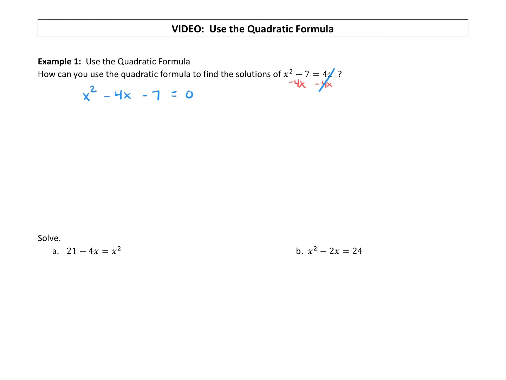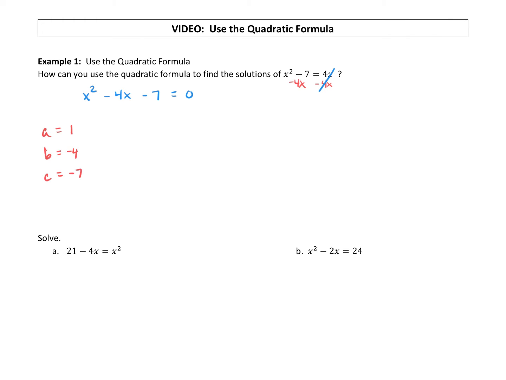When we use the quadratic formula, we have to identify the a, b, and c values. Our a value is the coefficient of x squared, which is just a 1 right here. The b value is the coefficient of x, so our b is a negative 4, and our c value is the constant term on the end, that negative 7. So why don't we just run through what the quadratic formula is again.